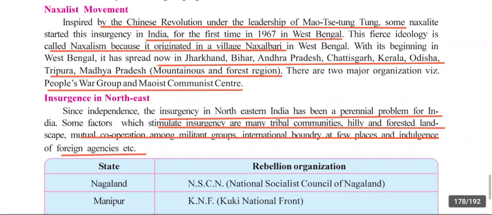It is wrong too. So this movement has now spread in Jharkhand, Bihar, Andhra Pradesh, Chhattisgarh, Kerala, Odisha, Tripura, Madhya Pradesh, mainly the mountainous and the forest regions. There are two organizations which are carrying forward this Naxalist movement, that is People's War Group and Maoist Communist Center.